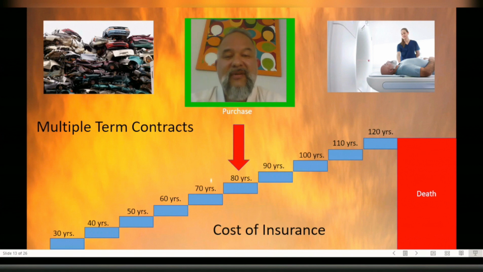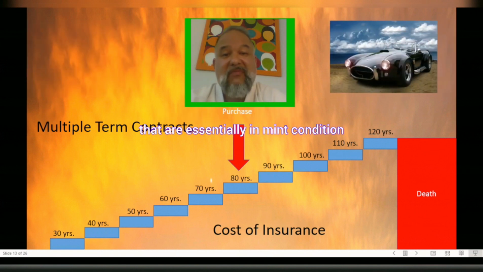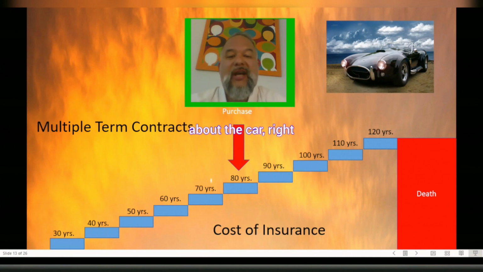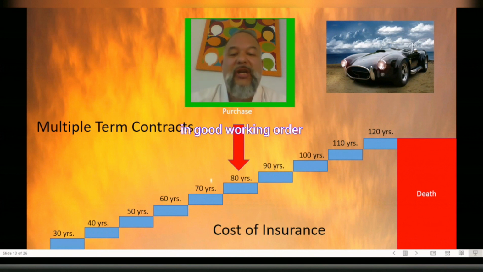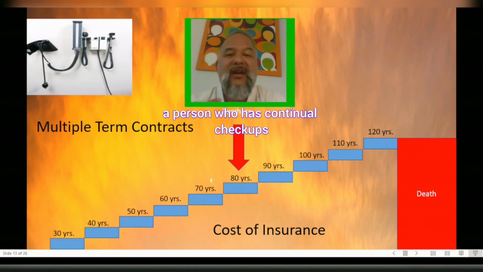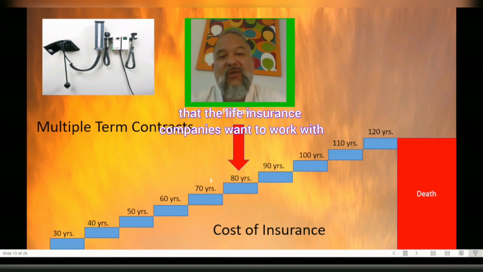But here's the thing. This isn't car insurance. This is life insurance. Keep in mind, insurers really only want to insure the cars that are essentially in mint condition. And the reason for this is that they know that the owners really care about the car, right? They're going to continually perform all the necessary upkeep to keep the car in good working order and looking really good and running smoothly, right? So if you were to think about that with your body, a person who has continual checkups and is aware of their degree of health and is continually doing what they can to stay as healthy as possible, those are the types of people that the life insurance companies want to work with.